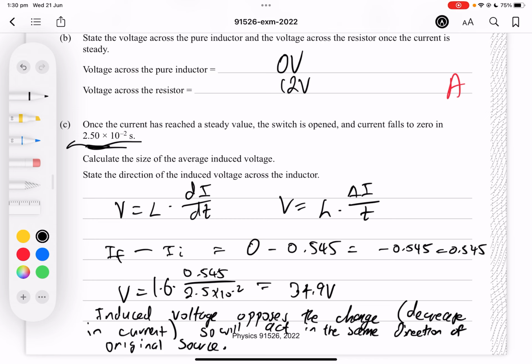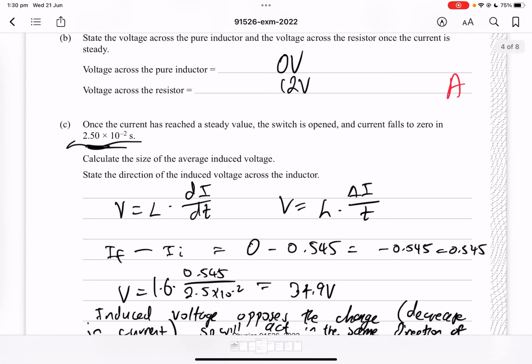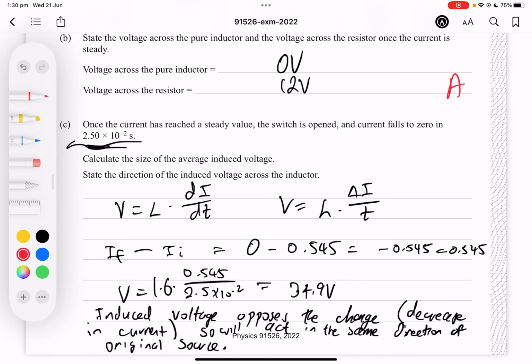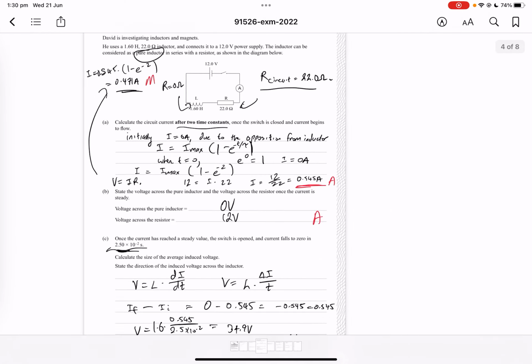Okay. And that's it for this question, and this is a merit level question for the correct calculation and the correct direction. If you only get the correct direction or the correct induced voltage, it's an achieved. It's an or there, so either of those would get you an achieved.